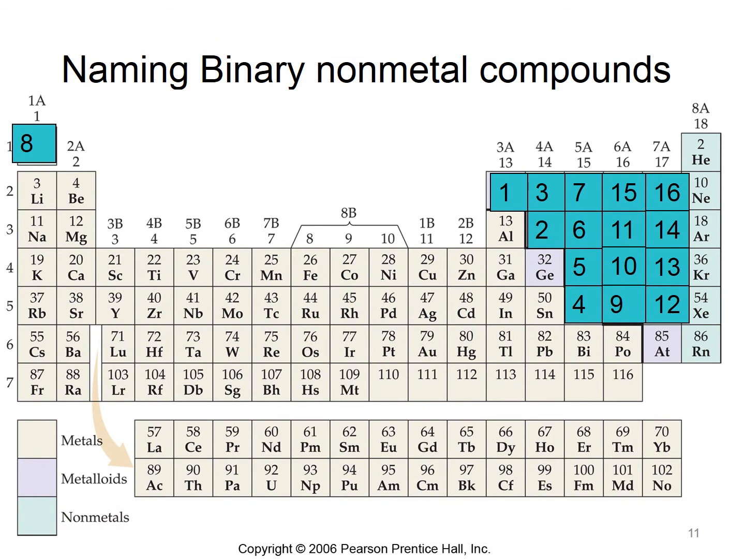So knowing the correct order on the periodic table makes this a little bit easier. With the exception of hydrogen, we go from the left side of the periodic table to the right side of the periodic table in order.